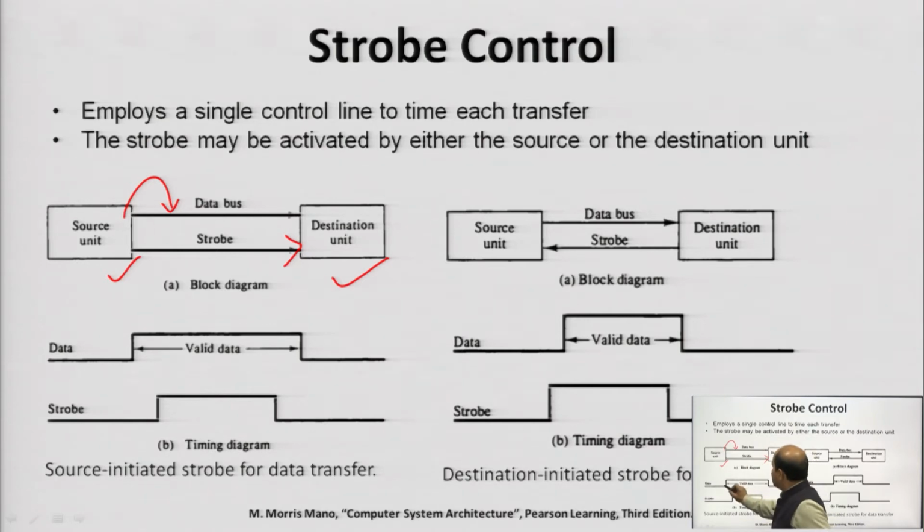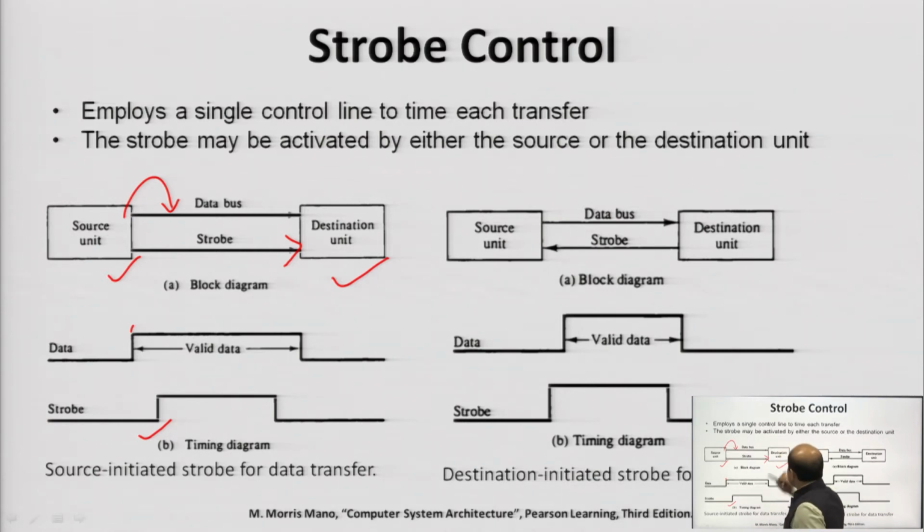So, first this signal will be enabled, then after a few microseconds, after enabling this data signal, the strobe signal will be generated. This signal is generated by the source unit, informing the destination that now you can receive the data, as data is available on the channel.